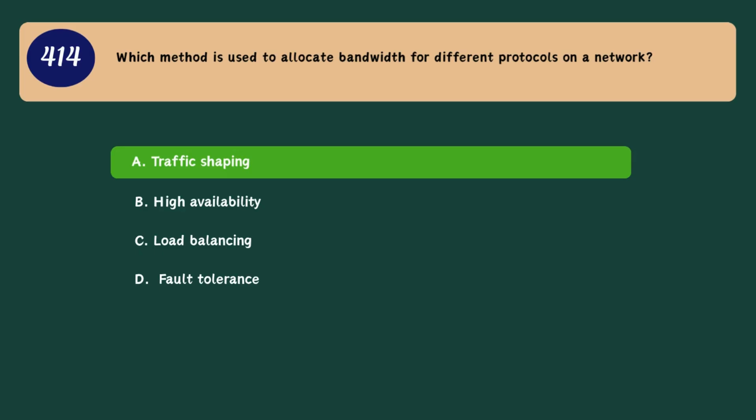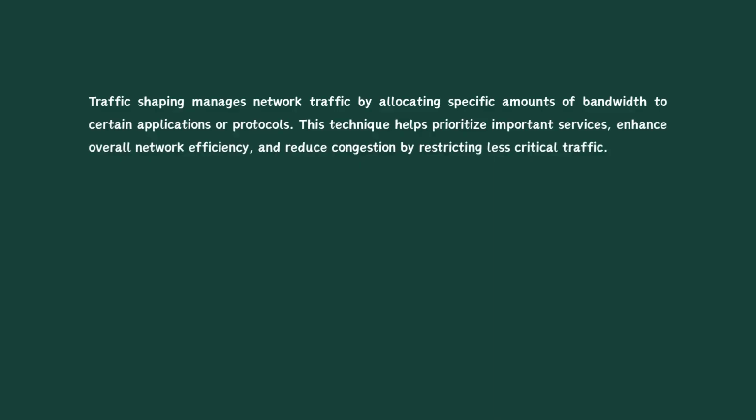Correct answer. A. Traffic shaping. Traffic shaping manages network traffic by allocating specific amounts of bandwidth to certain applications or protocols. This technique helps prioritize important services, enhance overall network efficiency, and reduce congestion by restricting less critical traffic.